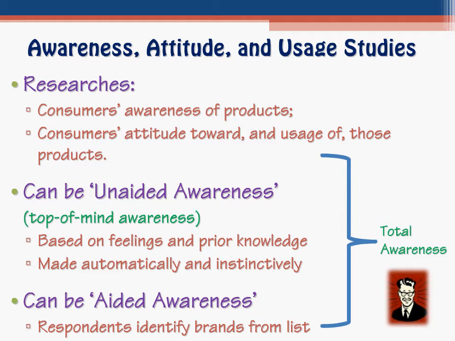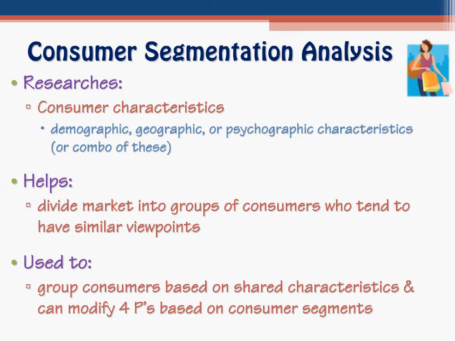Now, again, in your notes, I would like you to identify what they research, how it helps marketers, and what they use them for. So I've told you exactly what kind of information these studies gather. Now it's up to you to identify how it helps marketers and what they use it for. The next study is consumer segmentation analysis. This is all about identifying consumer characteristics, so demographic, geographic, psychographic characteristics, or a combination of these. Again, you can do surveys or focus groups or any kind of way to gather this research, but it's all about consumer characteristics. How it helps and what it's used for, again, this is up to you.